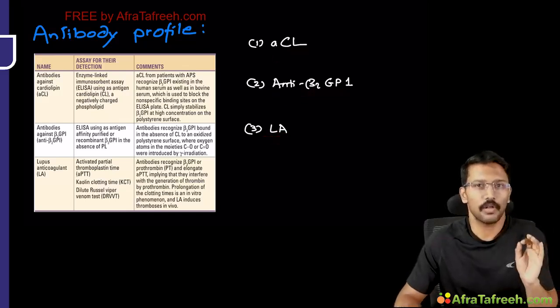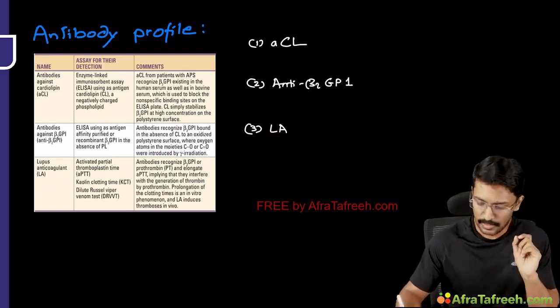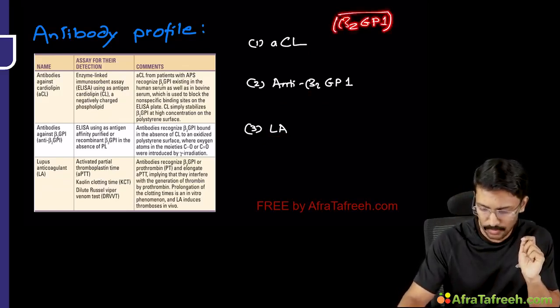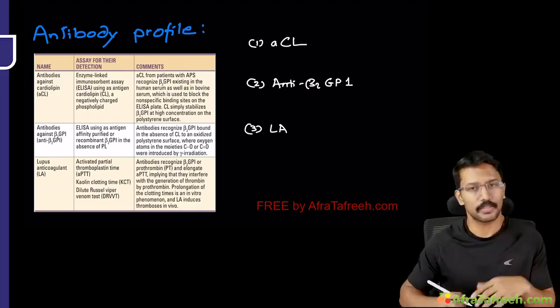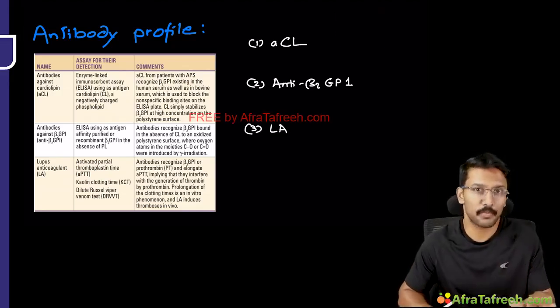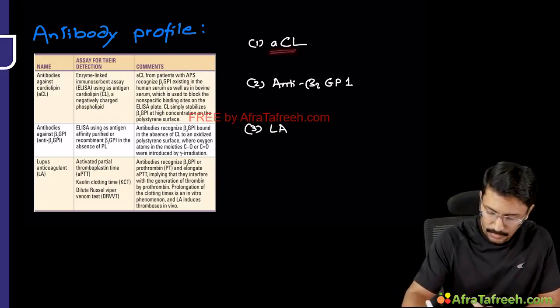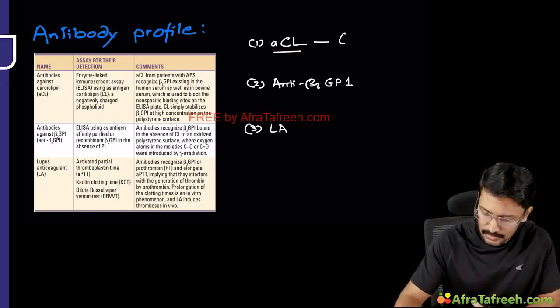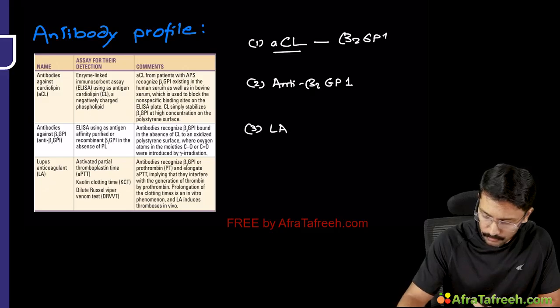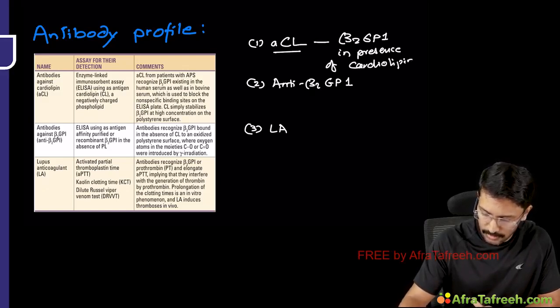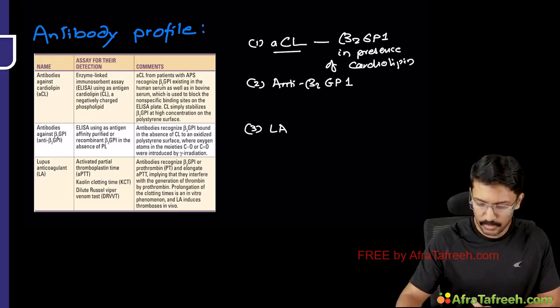Now all these antibodies recognize which antigen? All three antibodies recognize the antigen beta-2 glycoprotein 1. So that is the common antigen for all of these. Then why do we have separate names for them? The reason is that anti-cardiolipin antibody recognizes beta-2 GP1 in the presence of cardiolipin. That is why it is called anti-cardiolipin antibody.